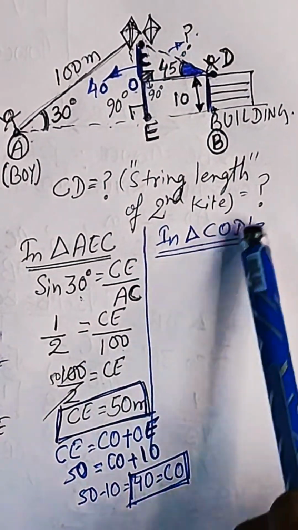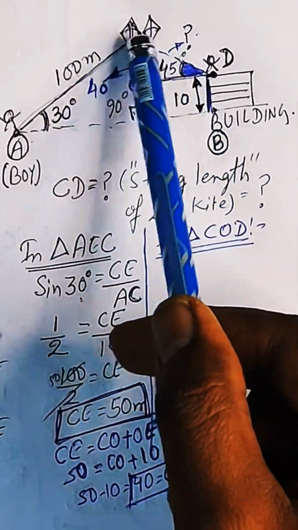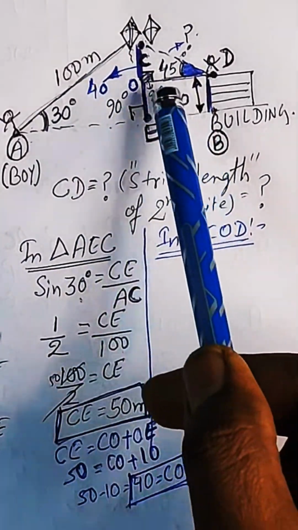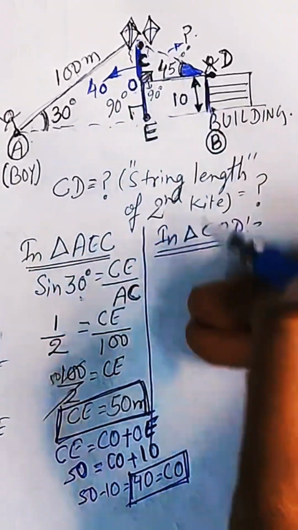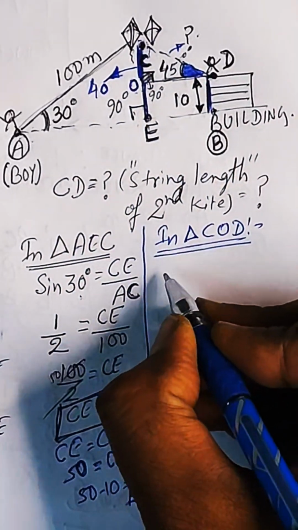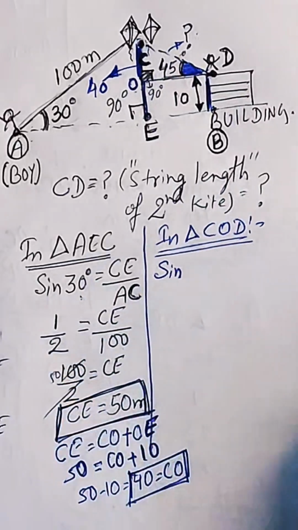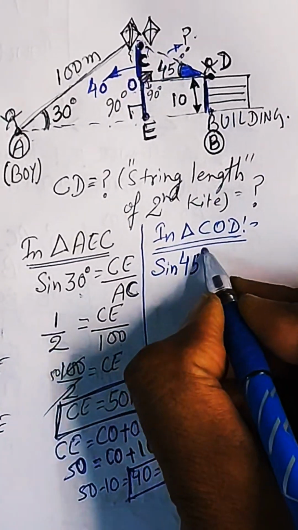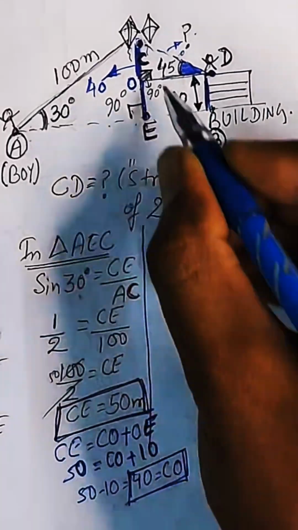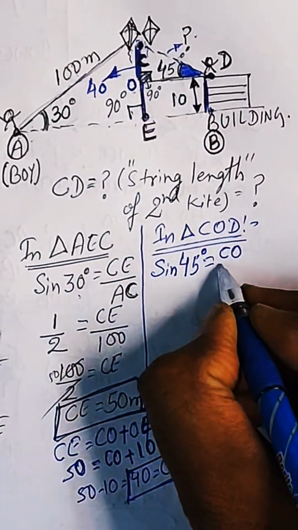Now, it's very easy. What is the string length of the second kite? And both the kites are meeting. So string length of the second kite will be given by, if you are knowing CO, then take the relation between CO and CD. What is that? CO and CD is given by the relation of sine, right? Because an angle of elevation is 45 degrees. So just write 45 degrees. Sine 45 degree is nothing but CO divided by hypotenuse.